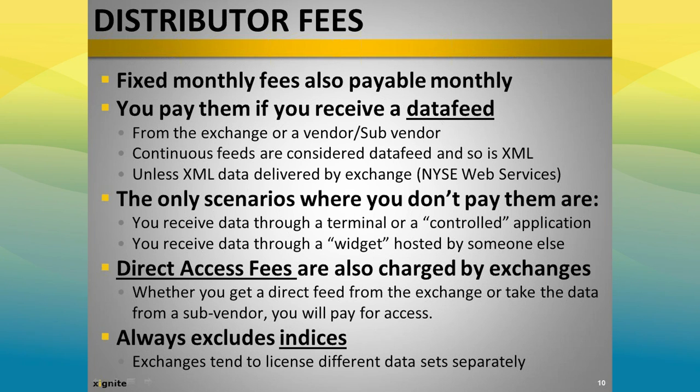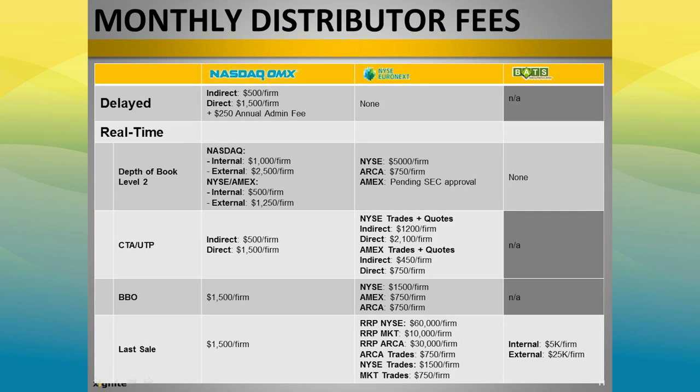By the way, exchange distributor fees will always exclude indices. Exchanges tend to license indices and equities differently, and we've been talking about equities in this webinar. This table shows you what the monthly distributor fees are for the main three exchanges we talked about, NASDAQ, NYSE, and BATS, for the different types of data we talked about. So delayed, and then the different types of real-time data, starting with last sale and going all the way to depth of book in level 2.